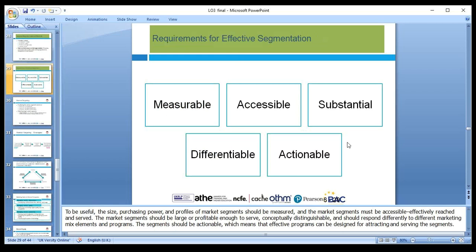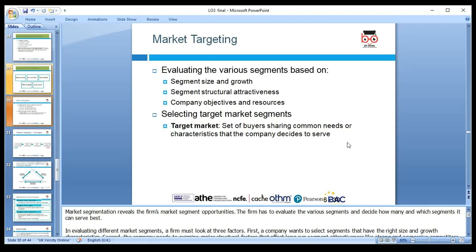When you do effective segmentation, always make sure it is measurable. Is it accessible? Is it substantial, differentiable, and actionable, so that we can put it into action? That's not just something we can do on the bookish side. Market targeting means evaluating various segments based on segment size, growth and structural attractiveness, and how we can handle different colors, since different people like different colors.